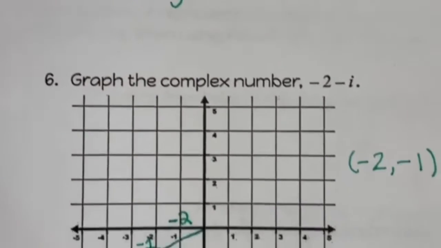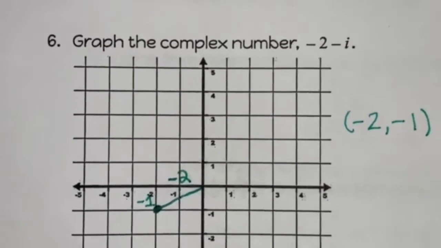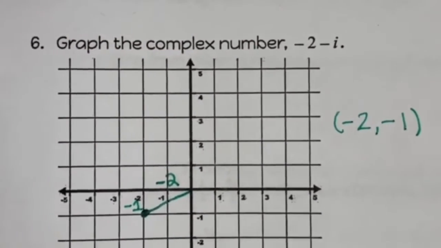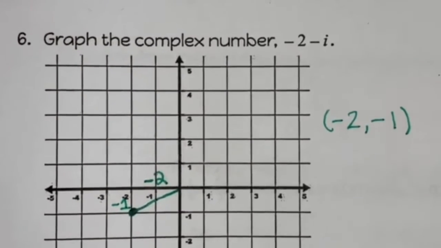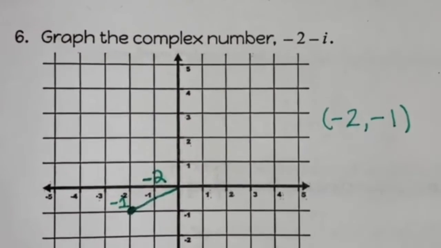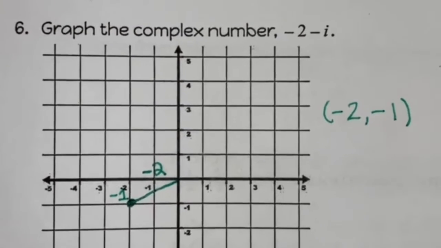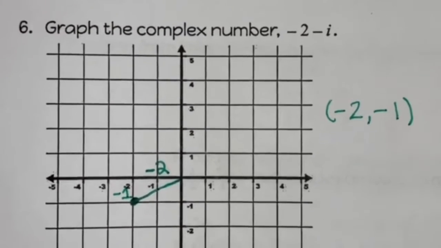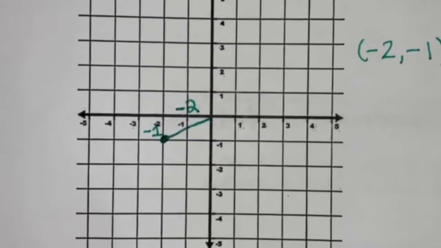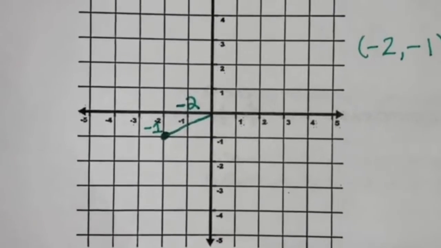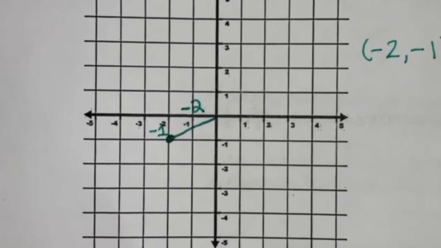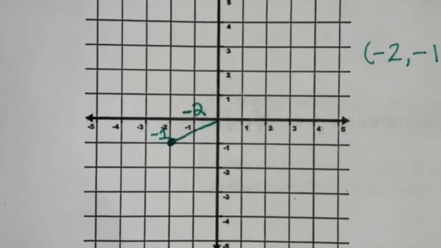The next one has to do with graphing complex numbers. Graphing complex numbers is actually very easy. Negative 2 minus i might look complicated, but all it is, is negative 2 comma negative 1. To graph it, you just graph it like any other point, going negative 2 over and negative 1 down.